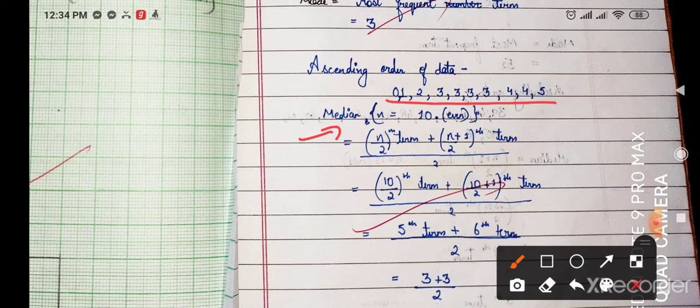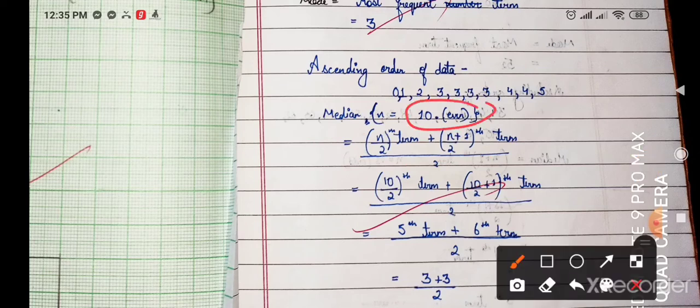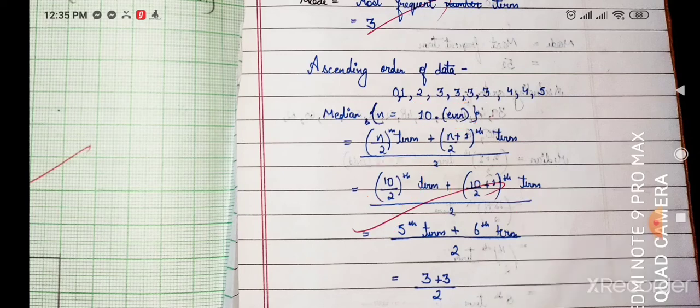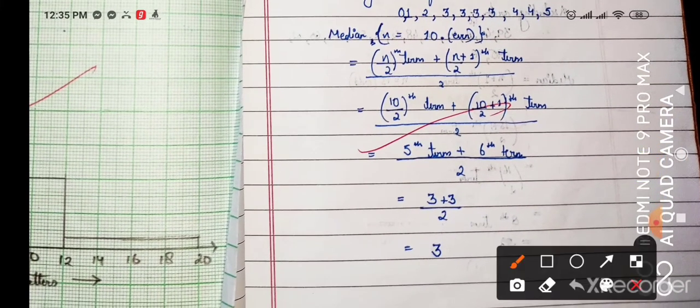Now the formula for finding the median when the number of terms is even is: the n by 2th term plus the n upon 2 plus 1th term, divided by 2. The total numbers are 10, so you will write the 10 upon 2th term plus the 10 upon 2 plus 1th term. 10 upon 2 is the 5th term, and 10 upon 2 plus 1 is the 6th term. Now we will see what the 5th term is: 1st, 2nd, 3rd, 4th, 5th. The 5th term is 3 and the 6th term is also 3. So we will write 3 plus 3 upon 2, and the answer will be 3.